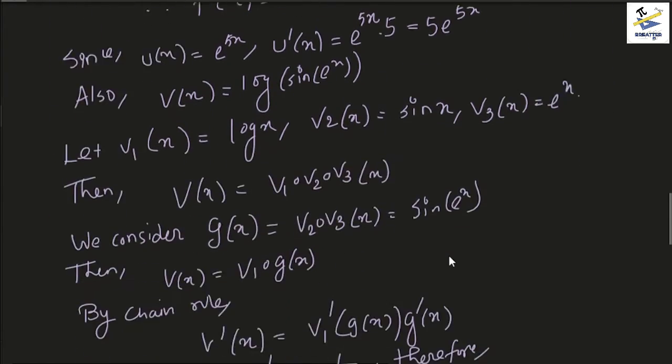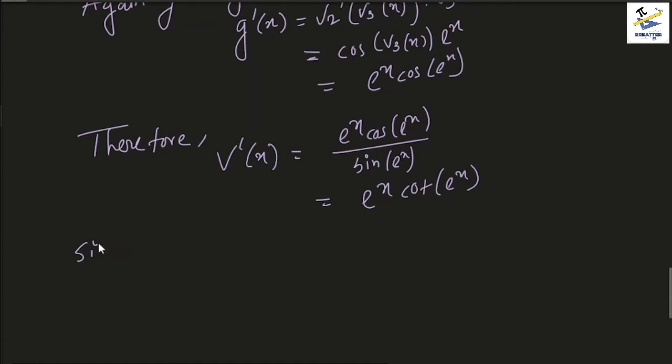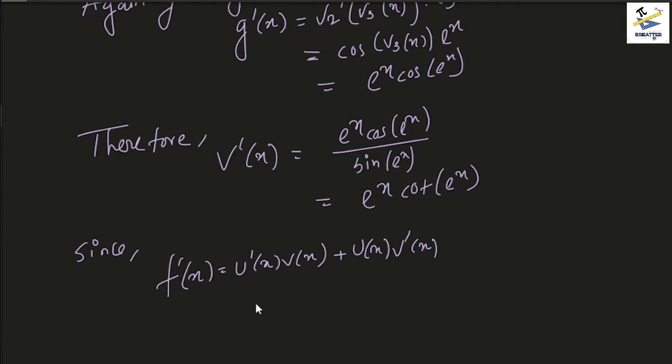We go back to the top and see that u prime of x was 5 e to the power 5x. Therefore, since f prime of x is equal to u prime of x into v of x plus u of x into v prime of x, we can see it is equal to 5 e to the power 5x into v of x, which is sine of e to the power x, plus e to the power 5x into e to the power x into cot of e to the power x.